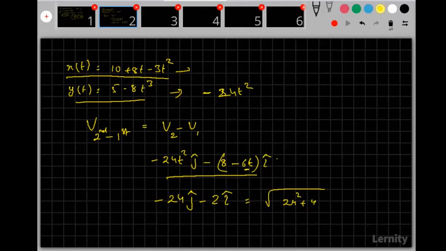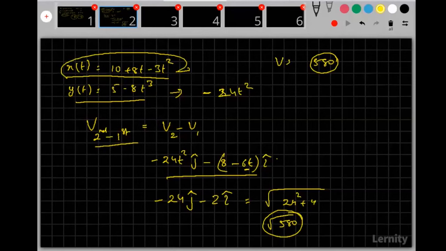So you work it out, you get your answer. So you'll get root over 580. If you get root v equal to root 580, then v will become equal to 580. So it was an integer question, you just have to press 580. The technique here is basically to understand relative velocity. Relative velocity is nothing but v2 minus v1. So you just have to apply it.